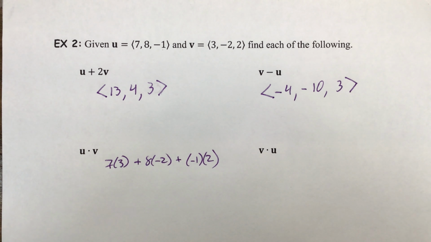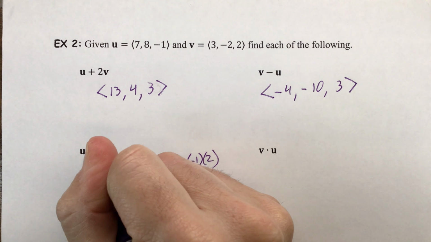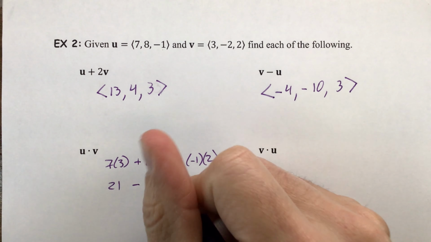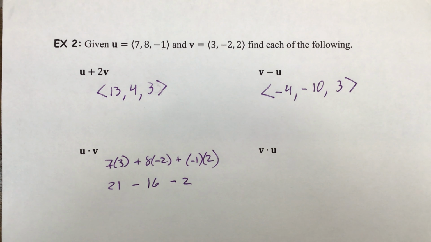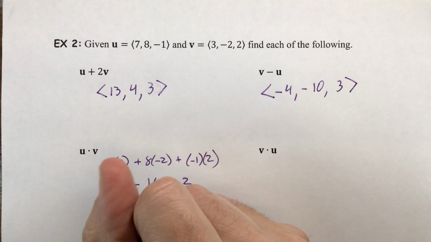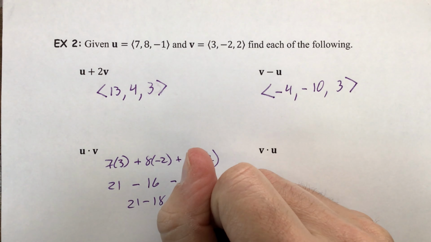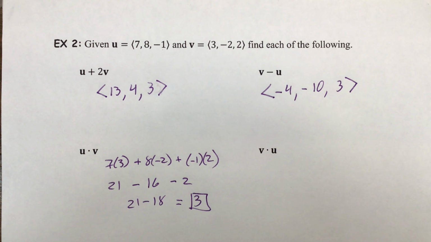Let me just verify I got all of them correctly matched. All right, everything seems to check out. So we got 21, then this will be a minus 16, and then we've got a minus 2 to follow that up. So really it's going to be 21 minus 18, which is going to equal 3. The dot product of U and V is 3.